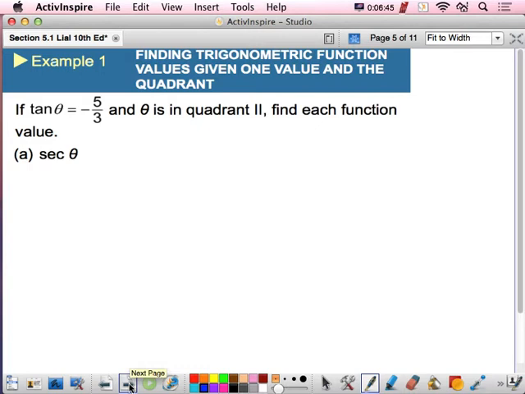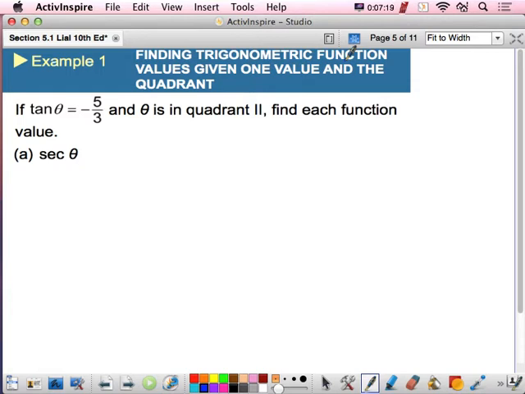Here's our first real example. We are given that tangent of an angle theta equals -5/3, and we know the angle is in quadrant 2. We would like to find the function value of secant instead. So let's pause for a second and give everybody a moment to wrap their brains around it and see if they can start thinking of a way to come up with this without drawing a triangle and using the definitions. We're going to have to use identities here.